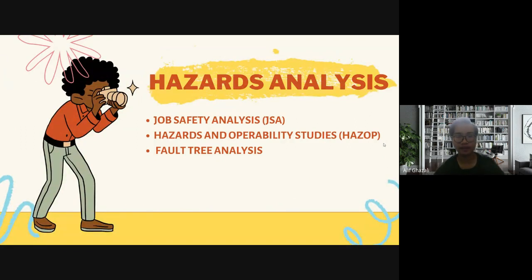And the hazard analysis. First is job safety analysis or JSA. Second is hazard and operability studies or HAZOP. And lastly is fault tree analysis.